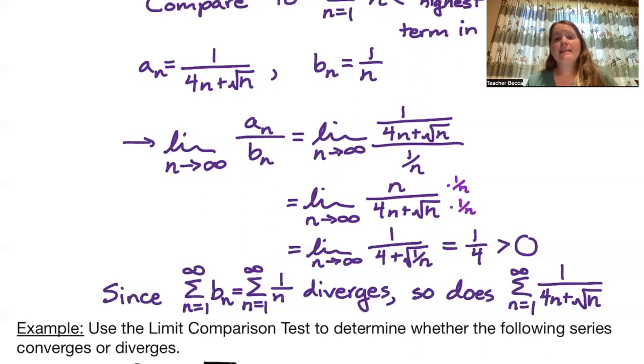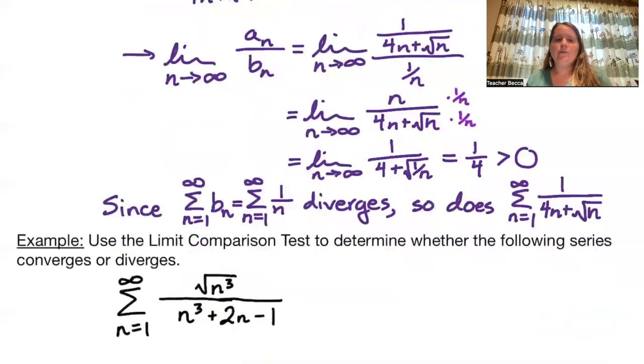So note, this is a comparison where if we did 1 over 4n plus square root n is less than or equal to 1 over 4n, right? The fact that the series of 1 over 4n diverges would do us no good. So this limit comparison test allows us to get equivalency in both directions, no matter whether a sub n or b sub n is larger. All right, let's go ahead and do one more.